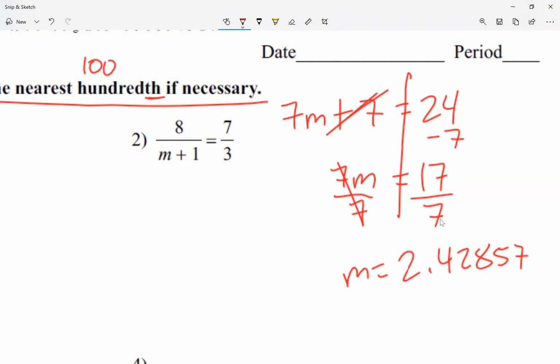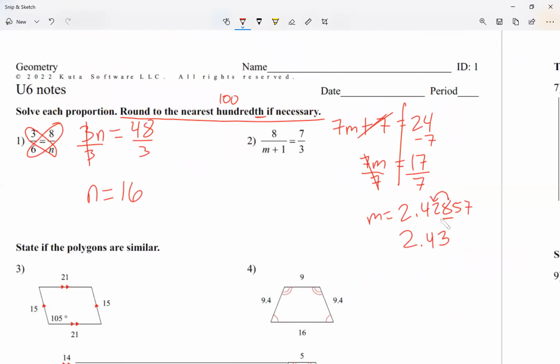Remember I said round it to the nearest hundredth. So 2 decimal places. I take a look at the third decimal place. If it is big enough, 5 or more, it pushes the previous number up by 1. 8 is big enough, so that's going to push the 2 up. So my answer in this case should be 2.43. If my third decimal place was small, small means 4 or less, my answer would have been 2.42. Okay, so we do remember how to do proportions.